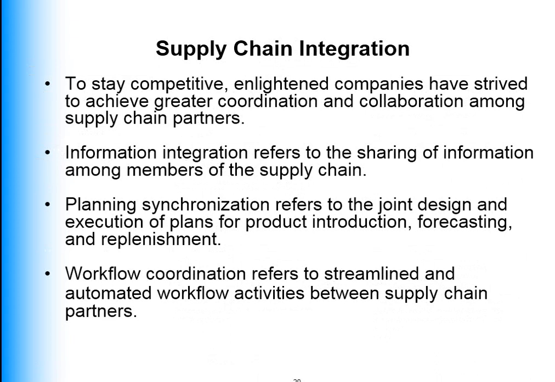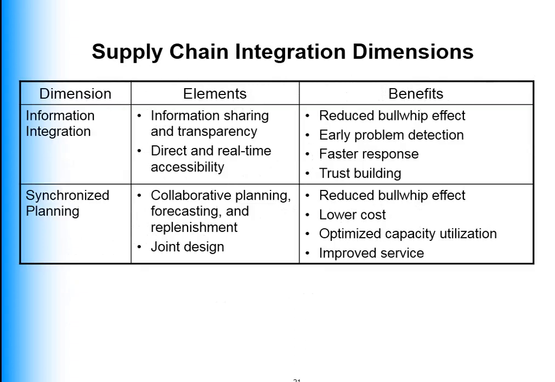Supply chain integration. To stay competitive in lean times, companies have strived to achieve greater coordination and collaboration among supply chain partners. Information integration refers to the sharing of information among members of the supply chain. Planning synchronization refers to the joint design and execution of plans for product introduction, forecasting, and replenishment. Then workflow coordination refers to the streamlined and automated workflow activities between supply chain partners. So, the supply chain integration dimensions.